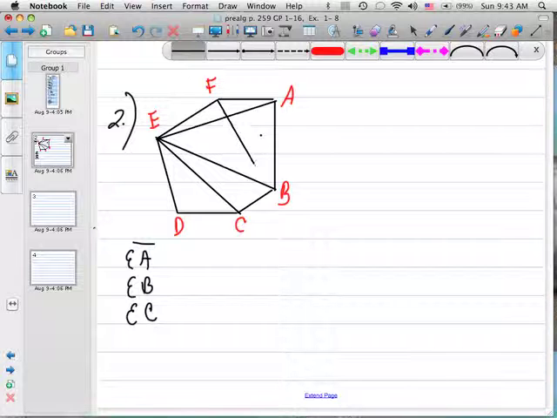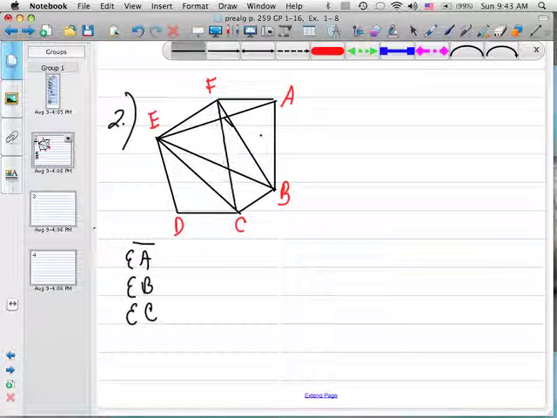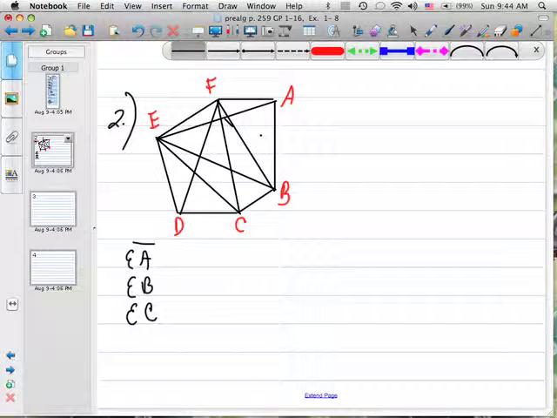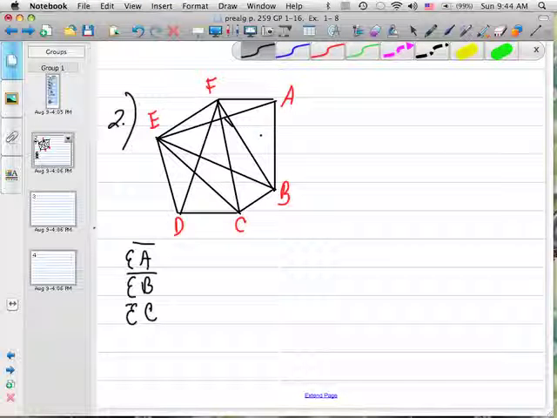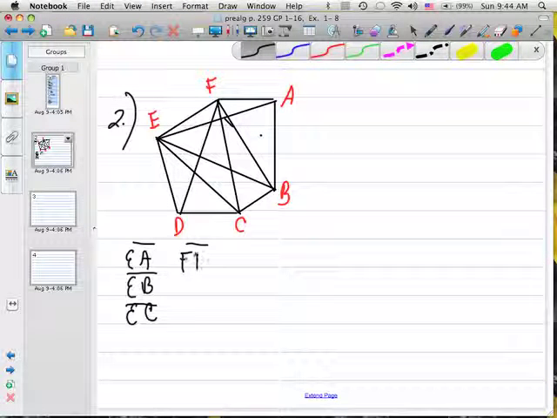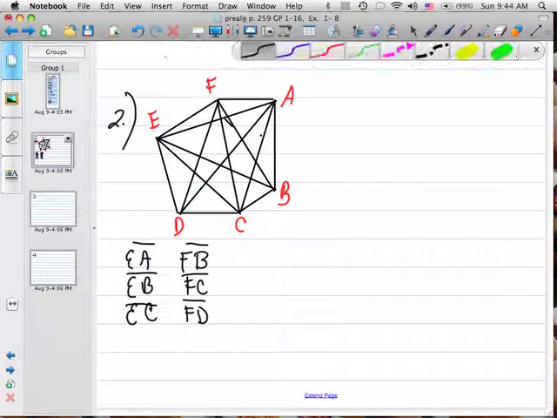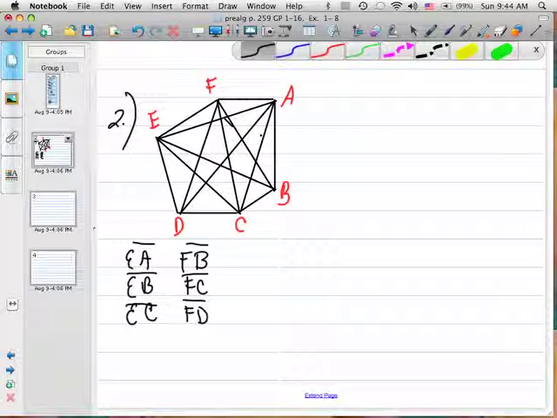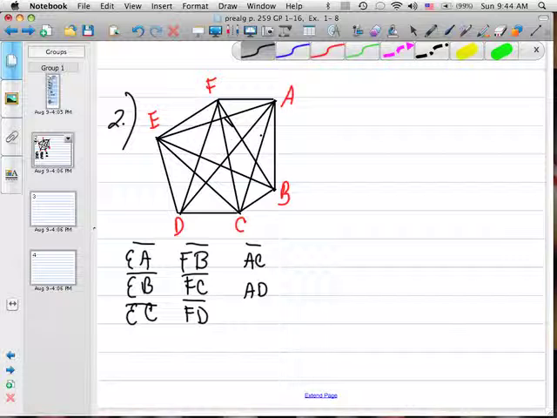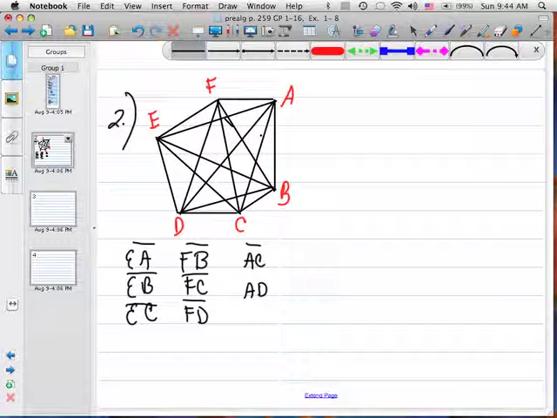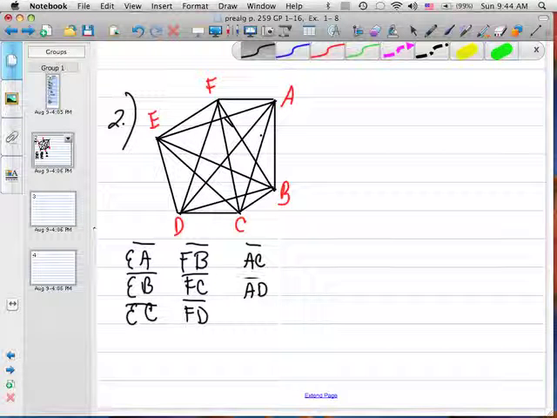Then I'm going to move to F and draw the diagonals there: FB, FC, and FD. And they're always line segments. So line segment FB, FC, and FD. Now going to A, I can get AC and AD. And then finally moving to B, I can get BD.